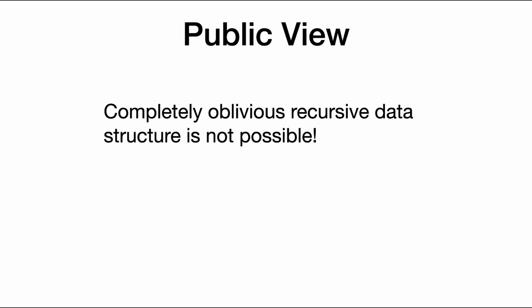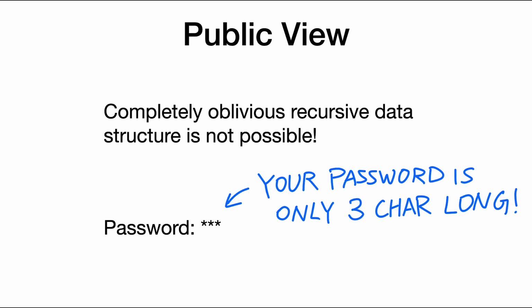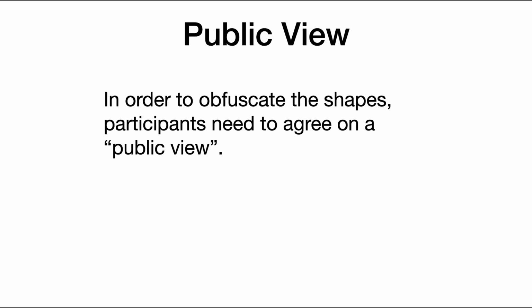First, we need to acknowledge that it's not possible to have completely oblivious recursive data because the attackers can always see the data in memory. For example, if we represent a password as a list, even though all characters are encrypted, the attackers can still infer that this password is 3 characters long. In order to obfuscate the shapes, participants need to agree on a public view, which is essentially an upper bound on the shape of the data.